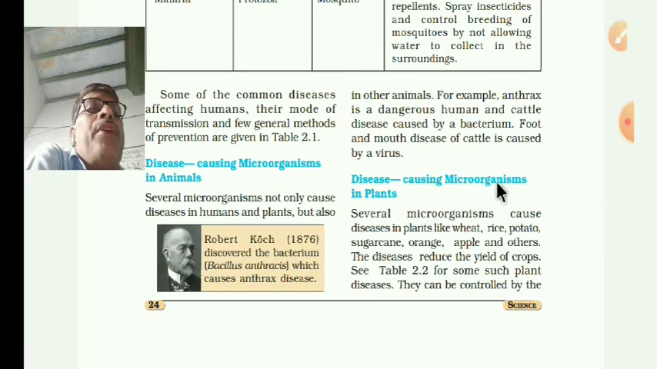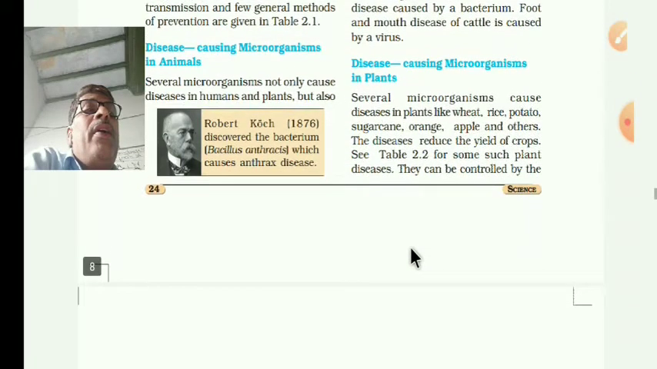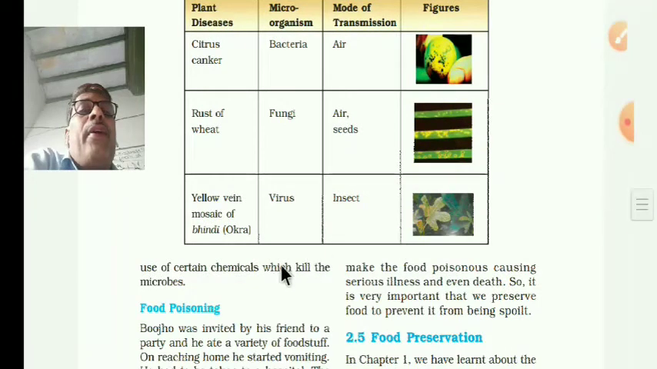Now, disease causing microorganisms. Several microorganisms cause diseases in plants like wheat, rice, potato, sugarcane, orange, apple, and others. The diseases reduce the yield of crops. So, what are the problems arising? The yield, the quantity of product the crop has to give, becomes less in number. They can be controlled by the use of certain chemicals which kill the microbes.